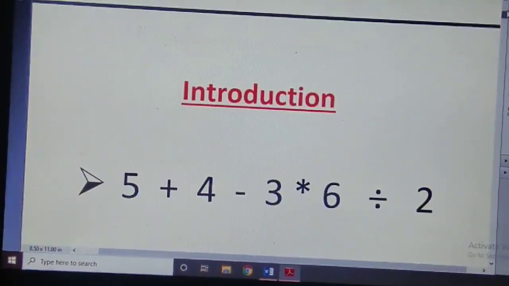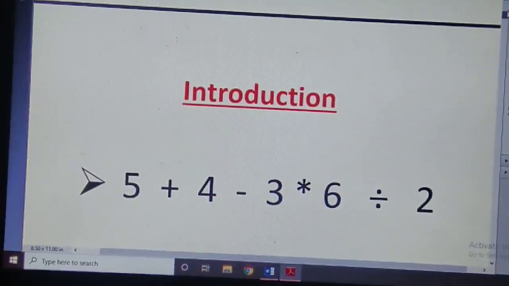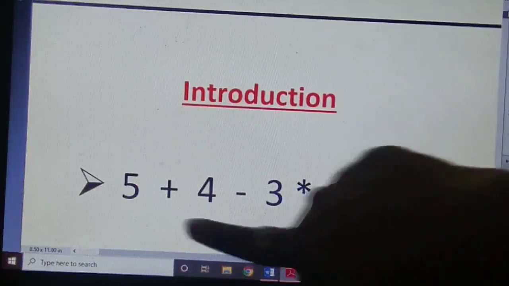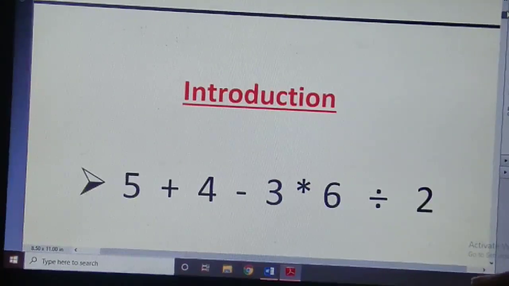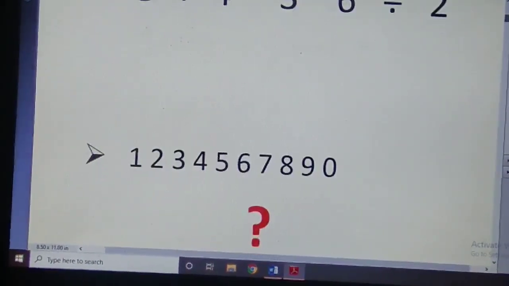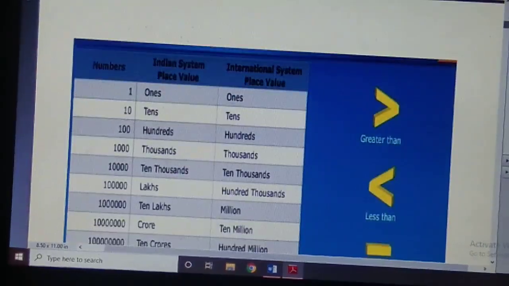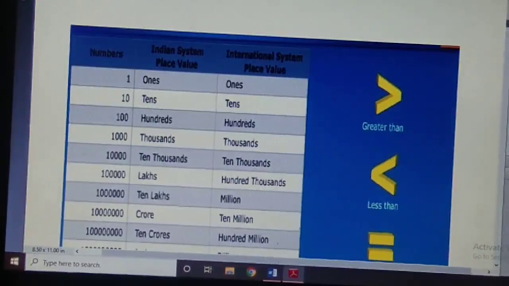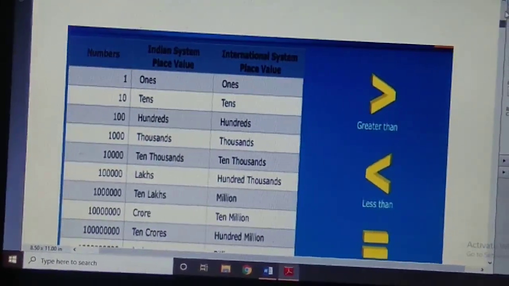Introduction. In the lower class, we studied numbers and operations like addition, subtraction, multiplication, and division. Do you know how to find the place value of the digits? In these sections, let us learn how to identify the place value of the digits and compare numbers.